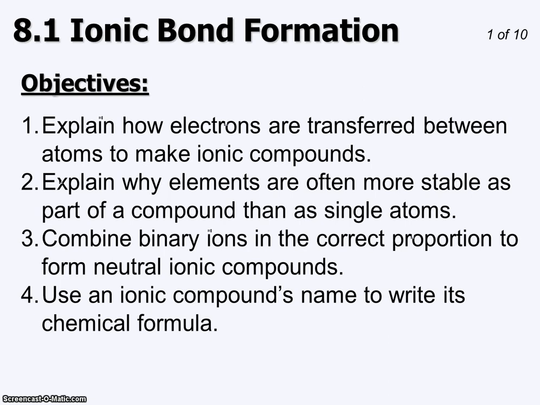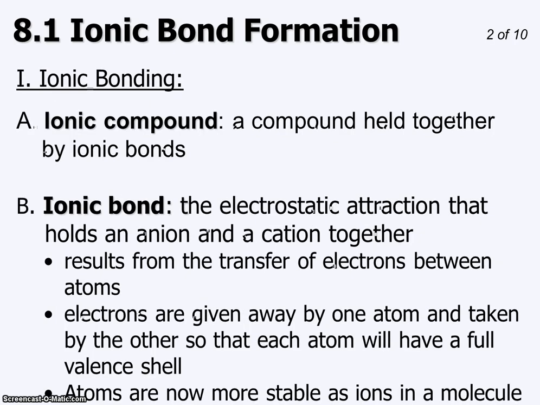In this lecture, we're going to discuss ionic compounds, how ionic bonds are formed, and how that makes elements more stable than they were as an original atom. An ionic compound is a compound that is held together by ionic bonds. So this is a molecule that is made by more than one type of element, for example, sodium and chlorine, or aluminum and oxygen would be an ionic compound.